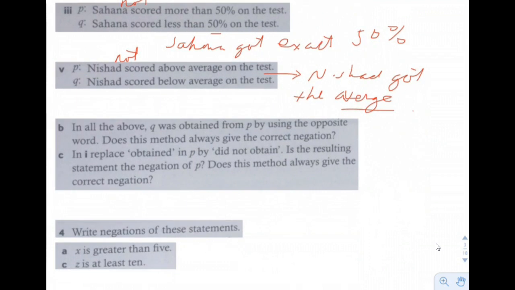In all the questions above, Q was obtained from P by using the opposite word. Does this method always give the correct negation? No, in fact, many times it does not, right? In I, replace obtained in P by did not obtain. Is the resulting statement the negation of P? Does this method always give the correct negation?